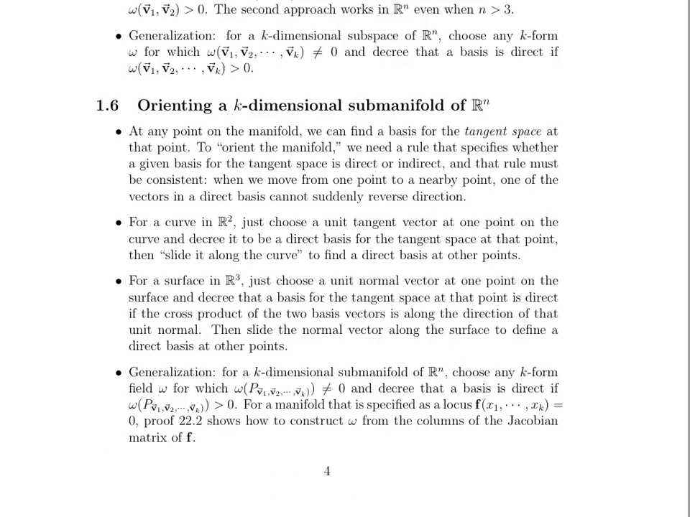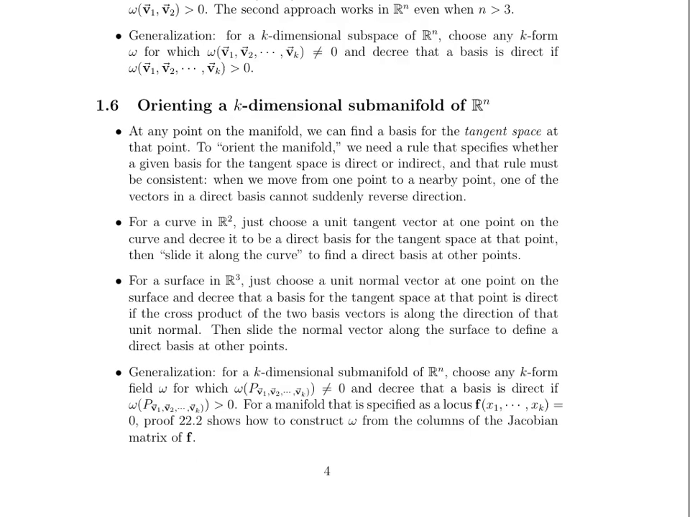Now how do we use this to orient a k-dimensional submanifold of Rn? At any point on the manifold, we can find a basis for the tangent space at that point. But the key is that we need a rule that will say whether a given basis is direct or indirect, and that rule has to be consistent over the entire manifold. When we move from one point to another, one of the vectors in a direct basis can't suddenly reverse direction. This might happen based on however we've parameterized that manifold. So that's what we're really trying to look to avoid.